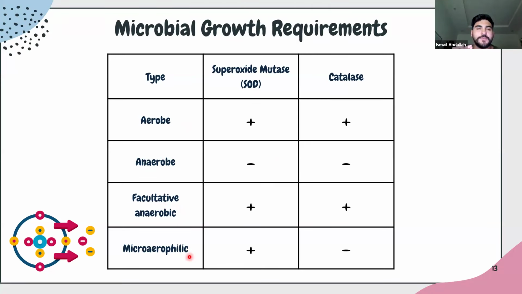Now, how the question would come to you, it would tell you that, oh, an organism was growing, okay? As soon as we started to keep increasing the oxygen levels, growth stopped. This is a microaerophilic organism, tamam? Why were they able to grow at very low oxygen levels? Because they have the superoxide dismutase, but they do not have the catalase. They need both enzymes to function and be able to grow without any stunts.